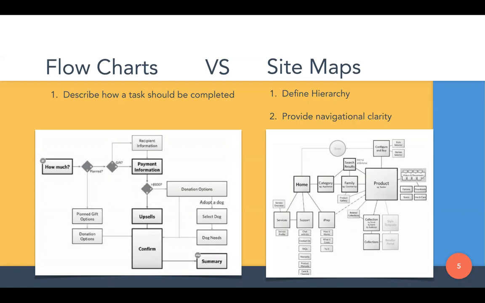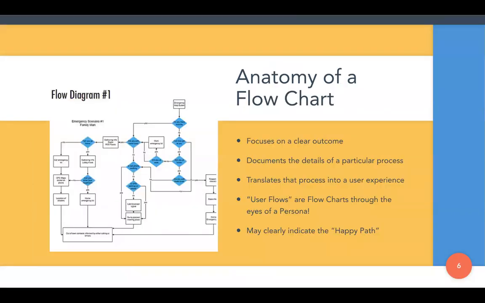Sitemaps, you could break up into two kinds of segments. One, they define hierarchy, and the second is they provide navigational clarity. So if we look at the examples on the screen, we could see that the flowchart starts with how much, and you have triangles or ways to communicate a decision. So I'm here, do I do this or do I do that? Which way do I go? Yes or no, or maybe. Sitemaps can be very top-down if they're describing a hierarchy, or they could be more central-based and come out to the margins.